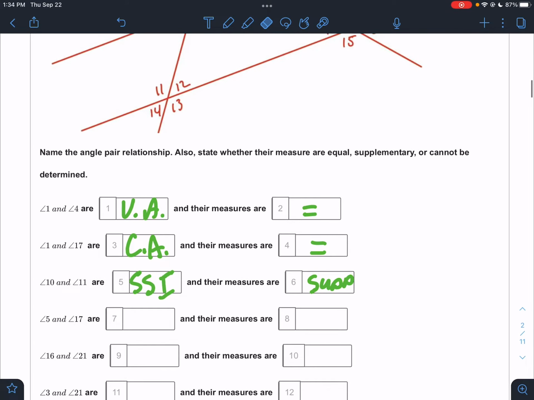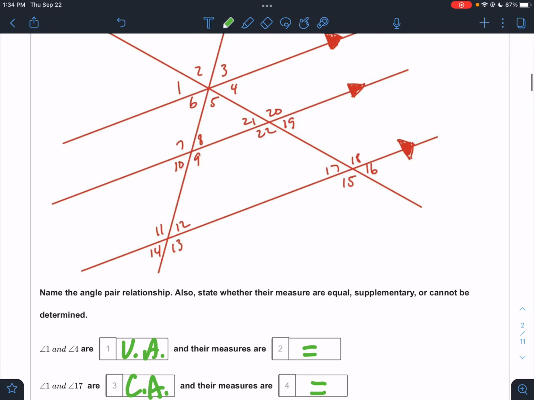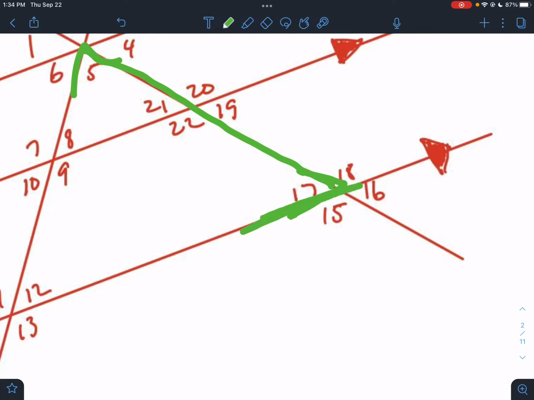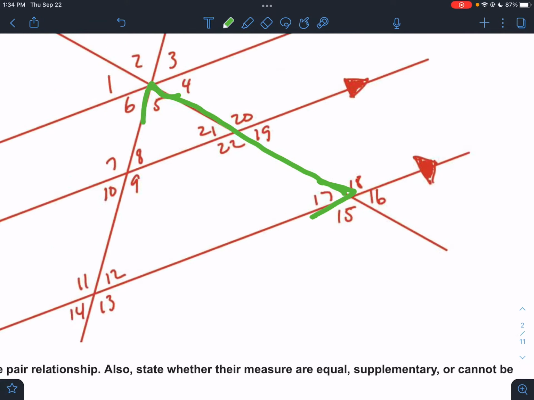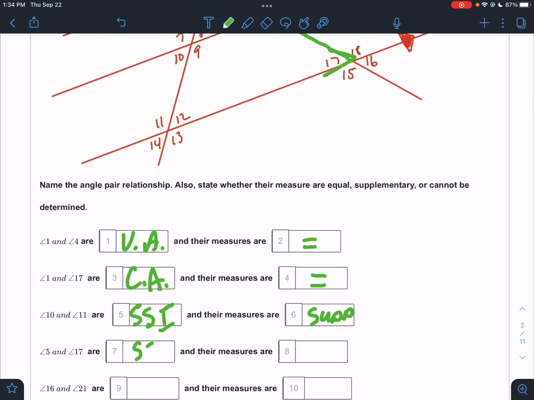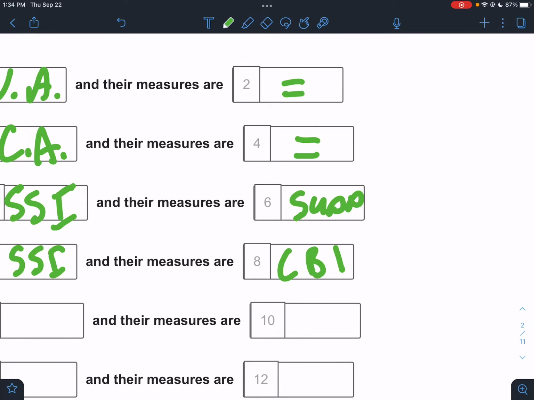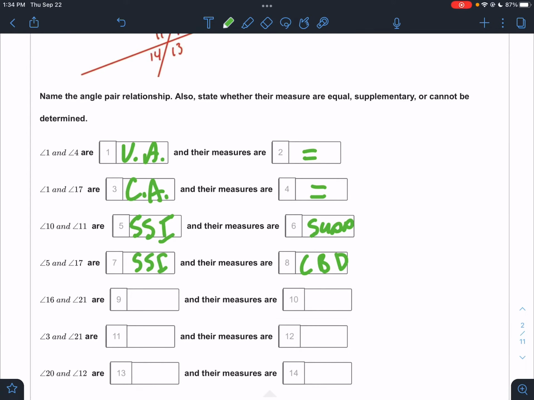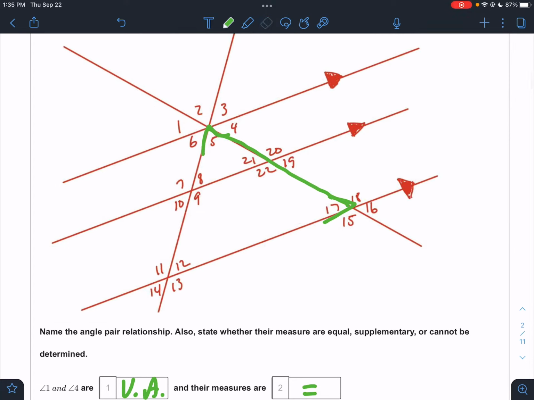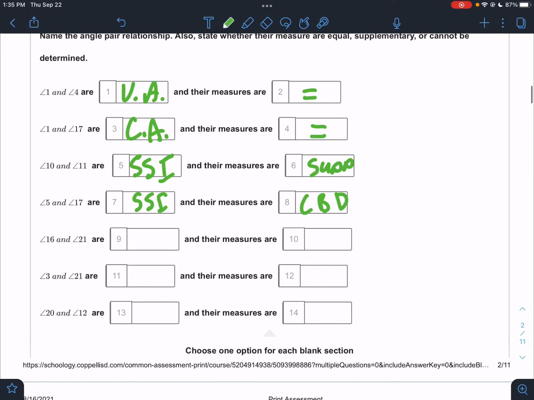The next set, 5 and 17. Trace 5, trace 17, connect them. We made the letter C again, but did we use parallel lines? Is this line parallel to this one? No, we did not use parallel lines. So yes, same side interior, but their measures cannot be determined. The only thing we know for sure is that they're not supplementary, because if they were supplementary, then they would be using parallel lines.